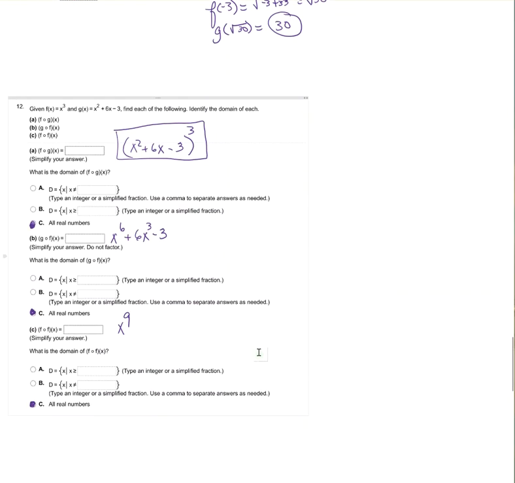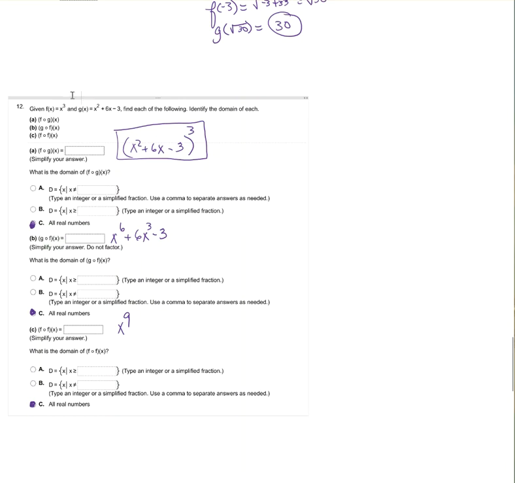Let's look at 12. All right, f of x is x cubed and g of x is x squared plus 6x minus 3. F of g, meaning we're going to take this and put it in here. And they're not going to make you multiply all that out. So you've just got x squared plus 6x minus 3 cubed. And the domain of that would be all real numbers.